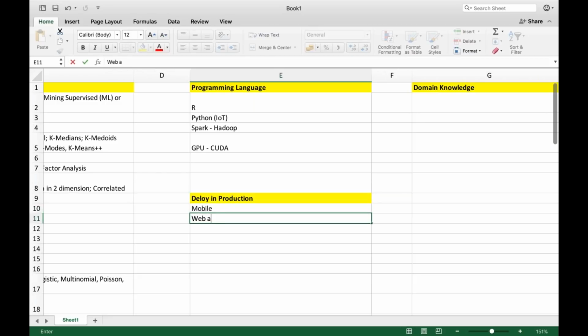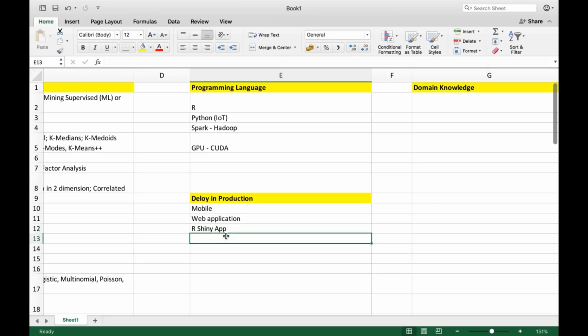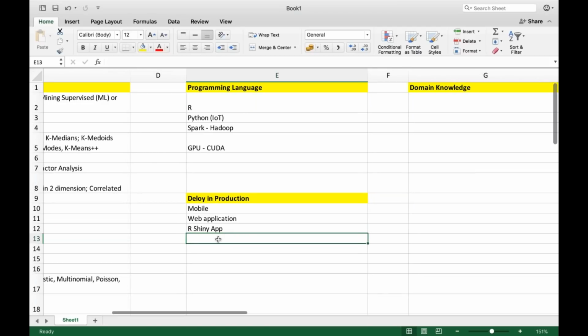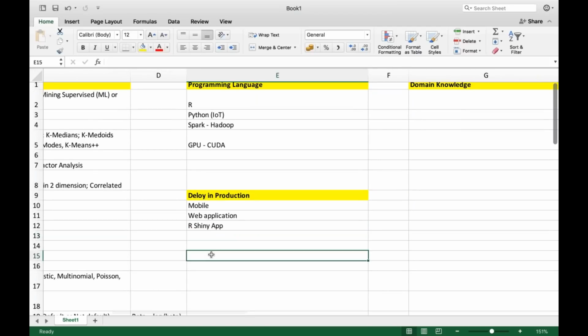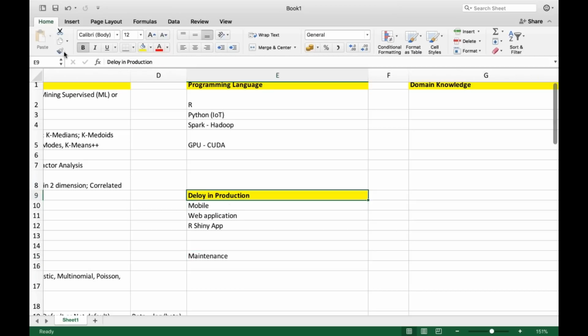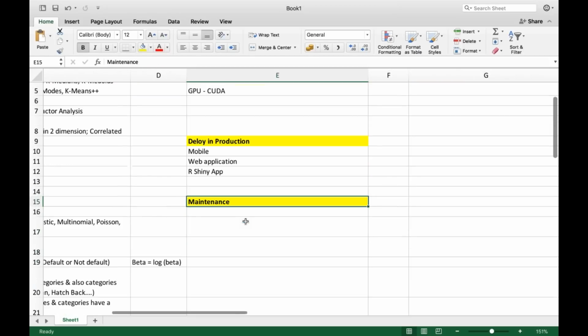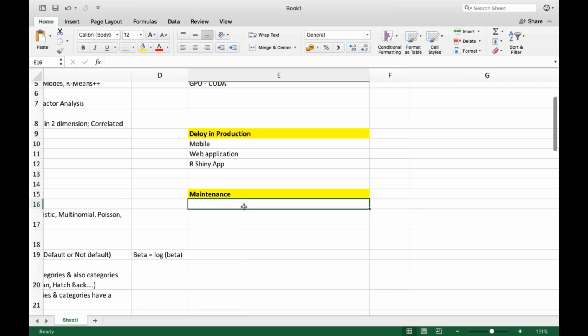Or you might want to have some kind of web application, or a Shiny app. Or if the customer already has a data science team, then you'll give the code and ask them to run it. But there is also maintenance. You cannot say that I built a model once and it is going to work for you for the rest of your life. That is when we have some kind of maintenance terms.